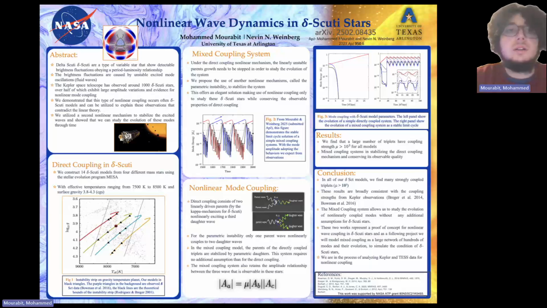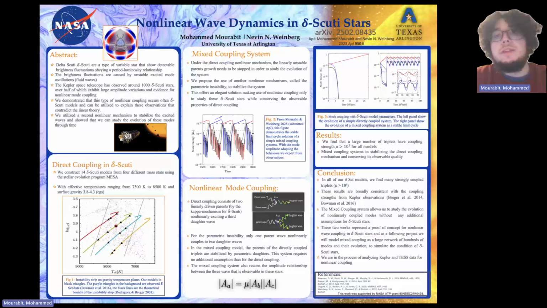Particularly, we will discuss delta Scuti, which are multi-periodic pulsators pulsating both radially and non-radially, and how 1,000 of these delta Scuti were observed by Kepler, showing a lot of large amplitude variation in the brightness at the surface of these stars, and how this cannot be explained by the linear theory of astroseismology. So to remedy this, it has been proposed that a nonlinear direct coupling mechanism can explain these observations.